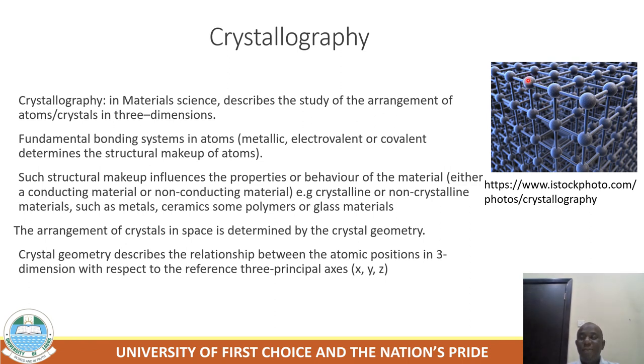representative image here, is a function of the fundamental bonding systems that we have in atoms. Whether you have metallic, electrovalent, or covalent, this is what determines the structural makeup of the materials that we have. And this structural makeup influences the behavior or properties of the material. If your material is going to be conducting, the material does not decide that it wants to be conducting. It is a function of the structural makeup of the material. And that takes us to having some materials that we classify as crystalline and some that we classify as non-crystalline.